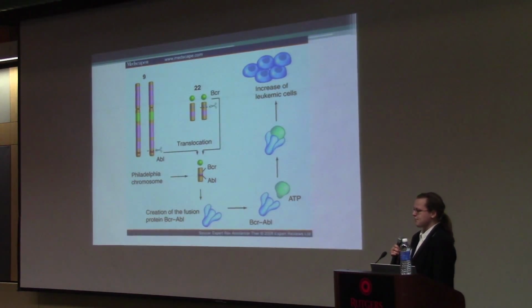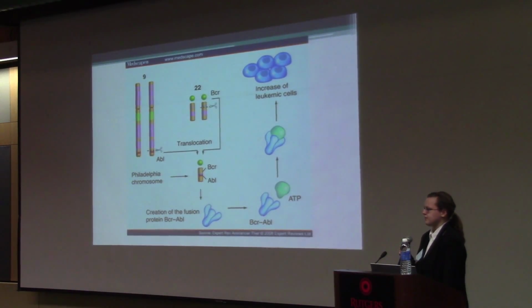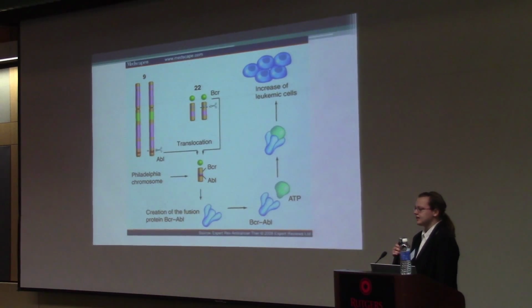The majority of chronic mild leukemia cells have a translocation between chromosome 9 and chromosome 22, forming the Philadelphia chromosome. The Philadelphia chromosome contains the BCR-ABL oncogene, which produces the BCR-ABL protein, a tyrosine kinase that is responsible for the uncontrolled proliferation of CML cells.